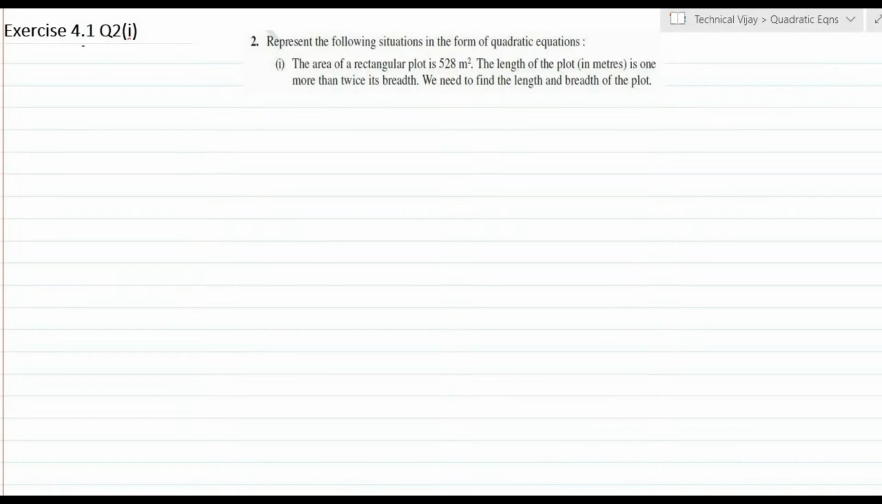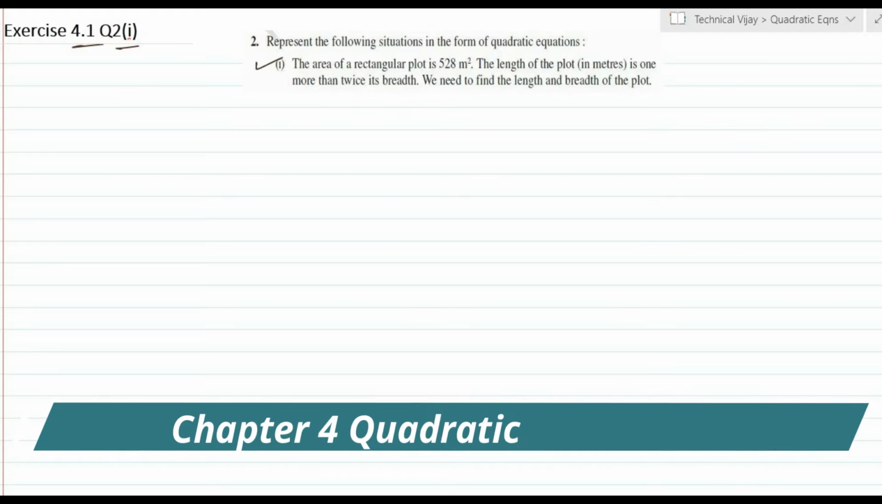So here, exercise 4.1, question number 2, in that first portion, the area of a rectangle. What we have to do is represent the following situations in the form of quadratic equation. So we have to analyze this situation and represent it in the quadratic equation form. Now we will see this one.